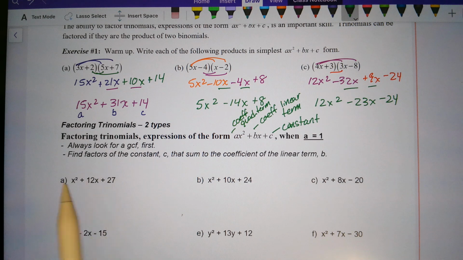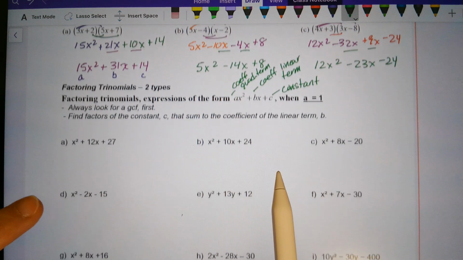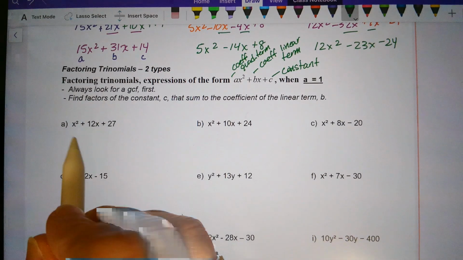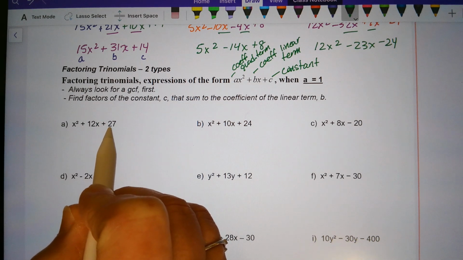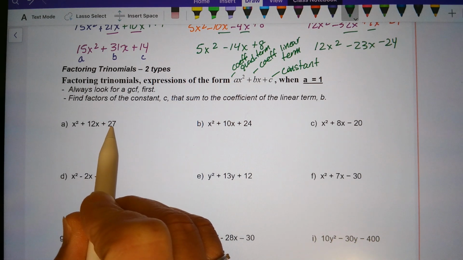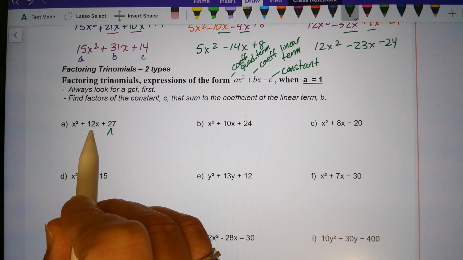So when we factor, we always look for a greatest common factor first. And when we have these trinomials where the leading coefficient, or the a value, is 1, you see the a value here is 1, same for b, c. We find factors of the constant that sum to the coefficient of the linear term b. Okay, so I suggest you do the same, kind of do like a little factor tree here. What are the factors of 27 that sum to 12?